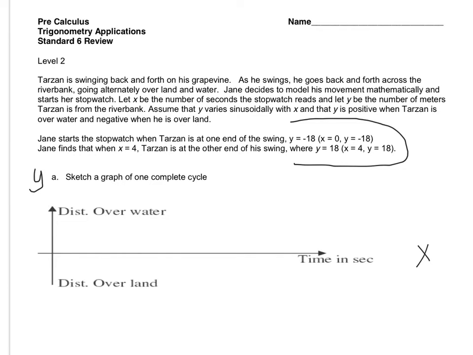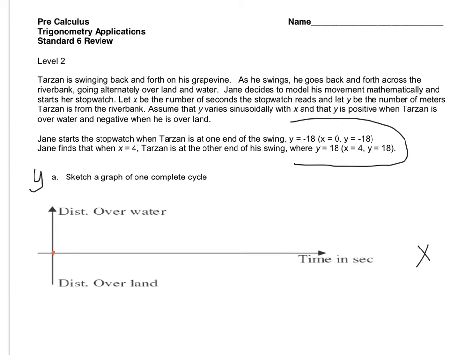It tells you Jane starts the stopwatch when Tarzan is at one end of the swing. Y is -18. And she starts her stopwatch, so x is 0 and y is -18. So remember, when x and y intersect right here, that is 0, 0. So that's where your x is 0. So you just need to plot -18. Then the next point, and that would be your minimum.